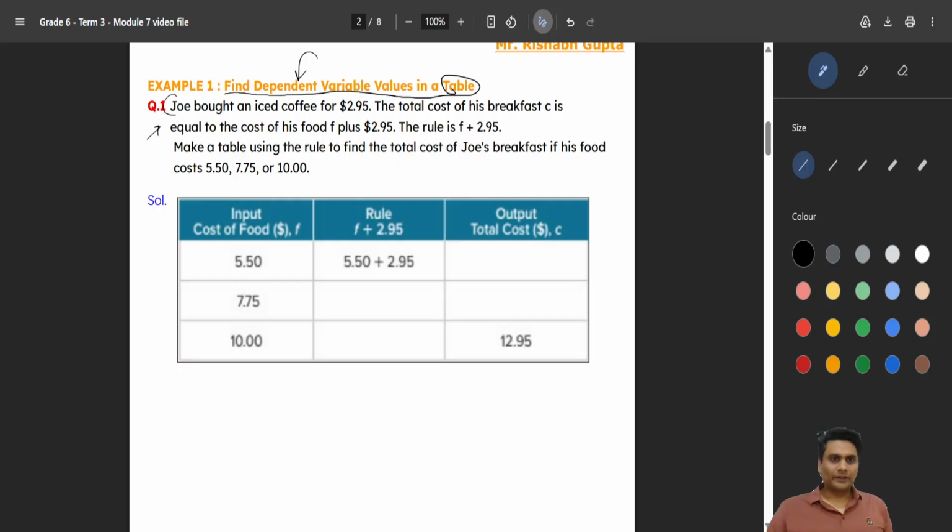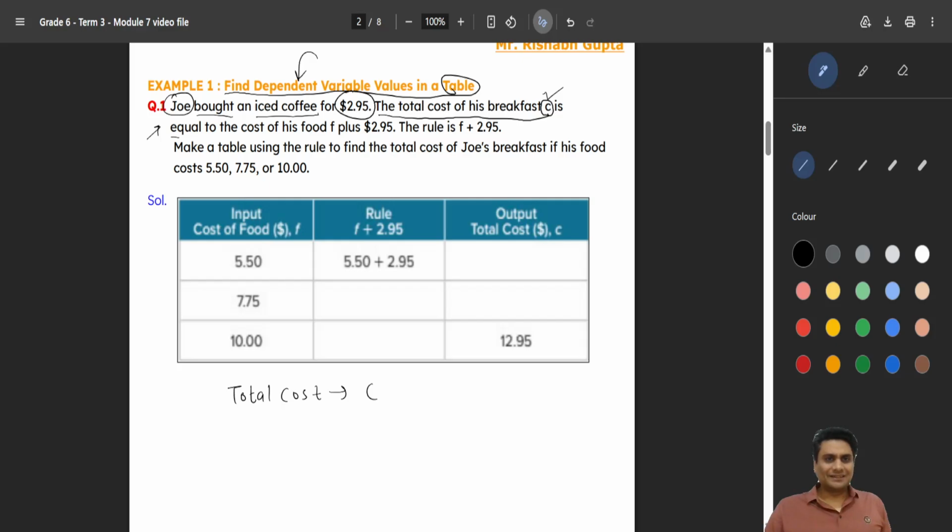There is a boy, Joe. Joe bought an iced coffee. He went to a restaurant, a cafe, and he bought an iced coffee for $2.95. Perfect, no problem. The total cost of the breakfast is C. Now see, the total cost of the breakfast is not given in dollars. It is given as C. So C is my variable. The total cost is C.